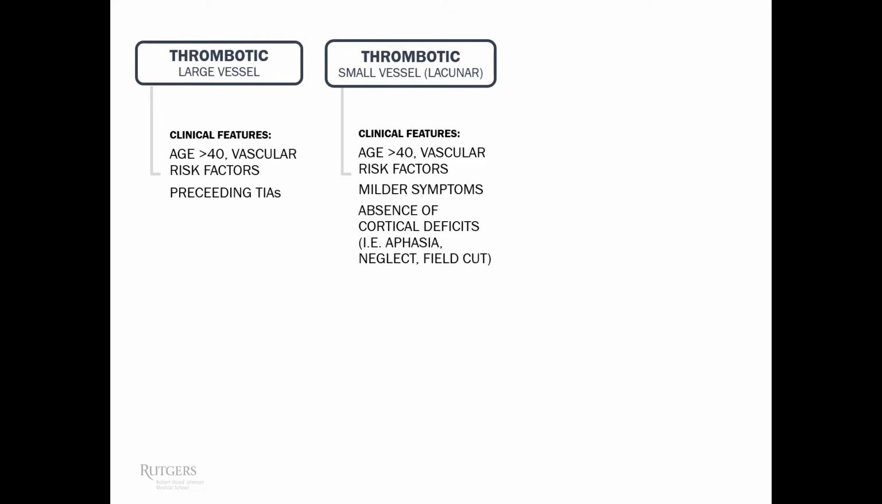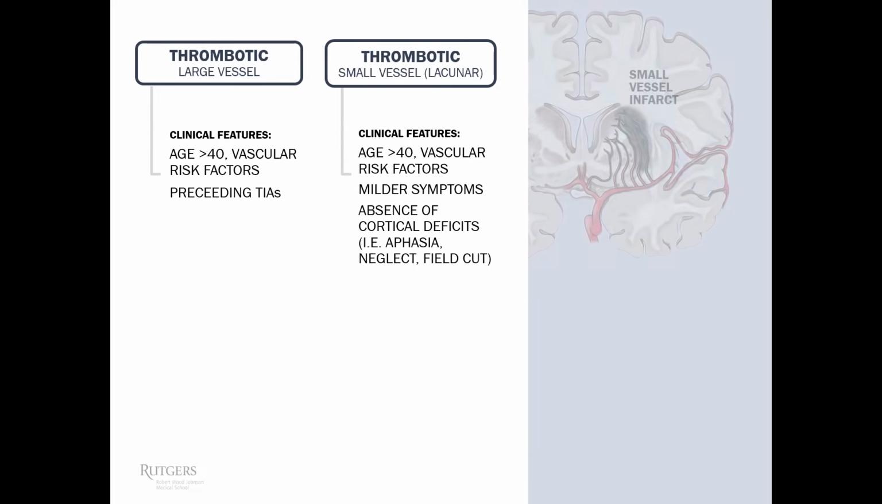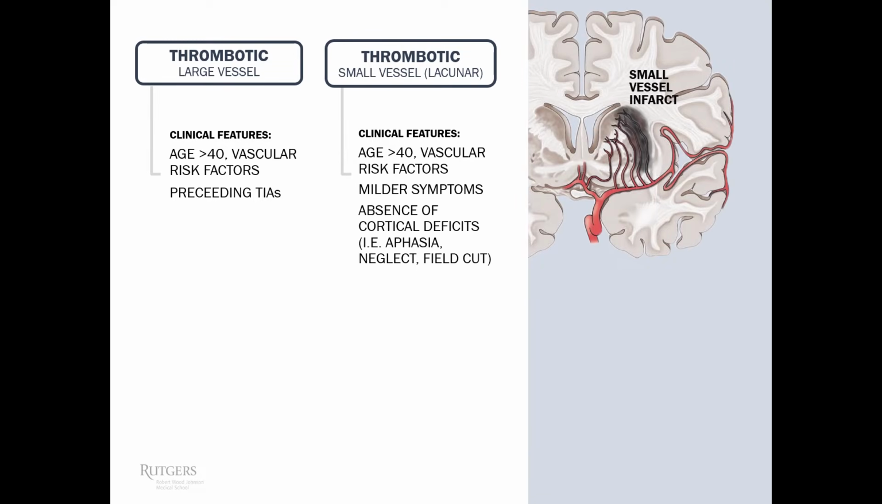Any ideas? Well, I'll give you a hint. Large vessels are the ones that have proper names: carotid artery, vertebral artery, proximal middle cerebral artery, etc. Small vessels are unnamed perforators coming off of those named large vessels. These small vessels supply subcortical structures like the basal ganglia, thalamus, pons, deep cerebellum. Take a look at this example of perforators off the MCA. So small vessel strokes tend to be radiographically smaller and subcortical, and clinically milder.